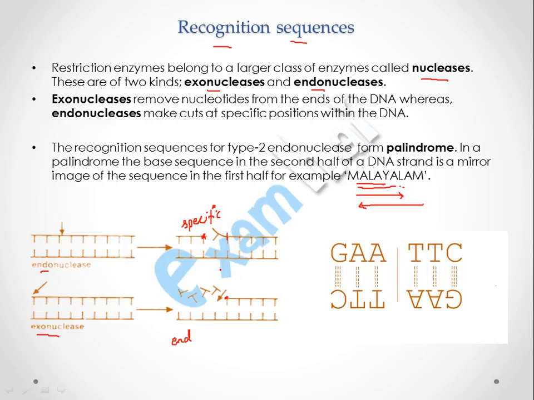Similarly, as you see, GAATTC and GAATTC, this is also a mirror image or a palindrome sequence which is recognized by the endonucleases, and endonucleases cut at a specific site. When it recognizes this palindrome sequence, it makes a cut here, and it makes a cut there, and it creates a specific site.